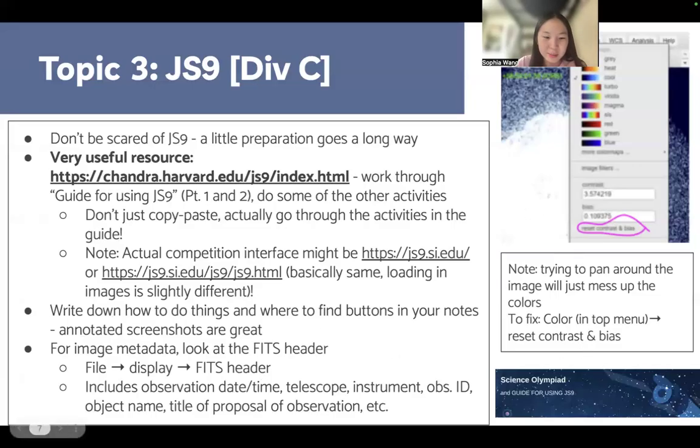And this other tip here: if you need to look at image metadata, that'll give you a bunch of information about that image. Sometimes that's all you need. Like if you just have that, then maybe they were just asking about the telescope and then boom, you have it. So that's probably what you're gonna use most in JS9.